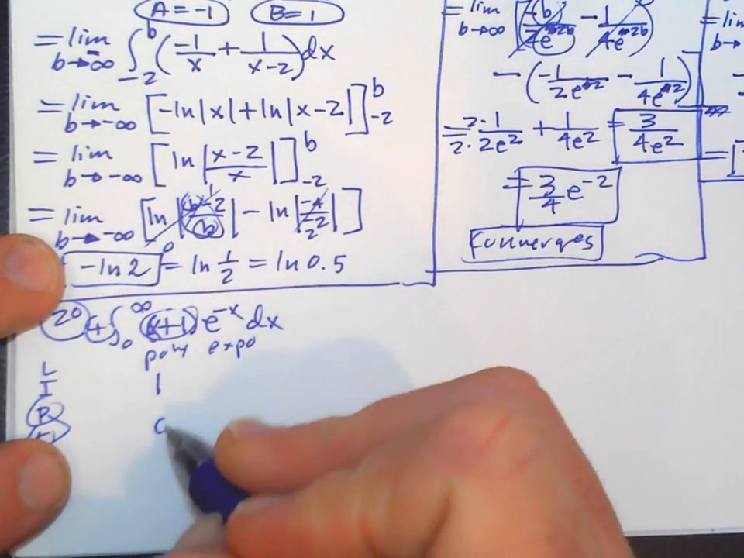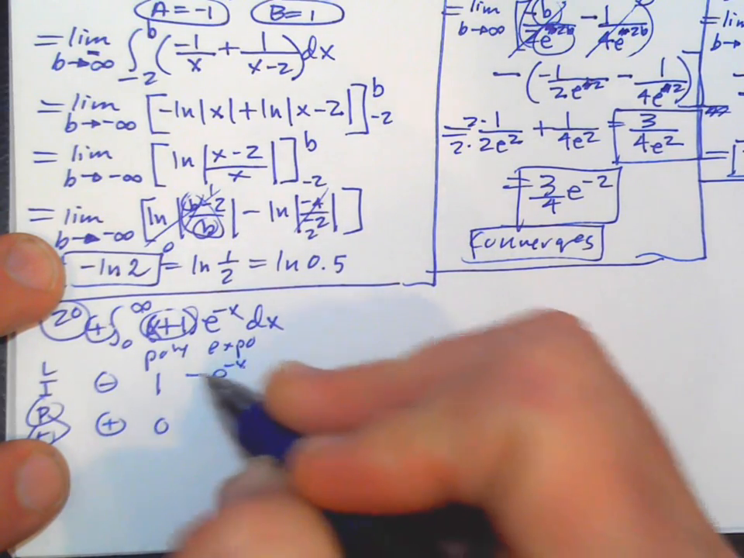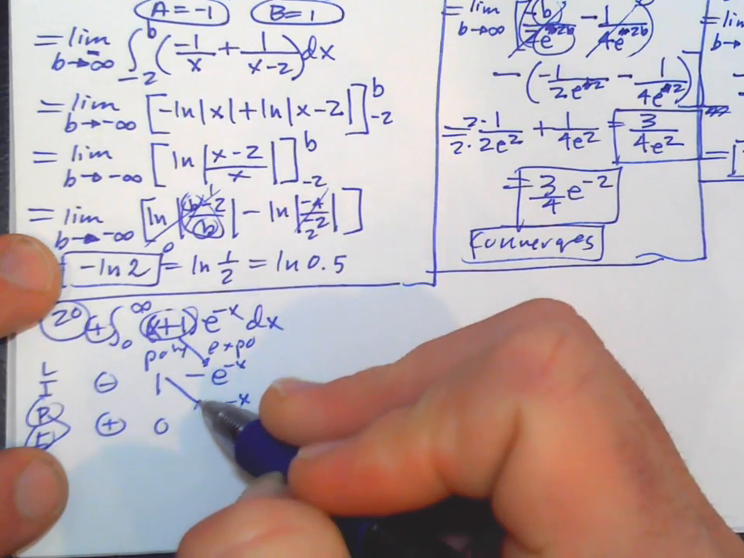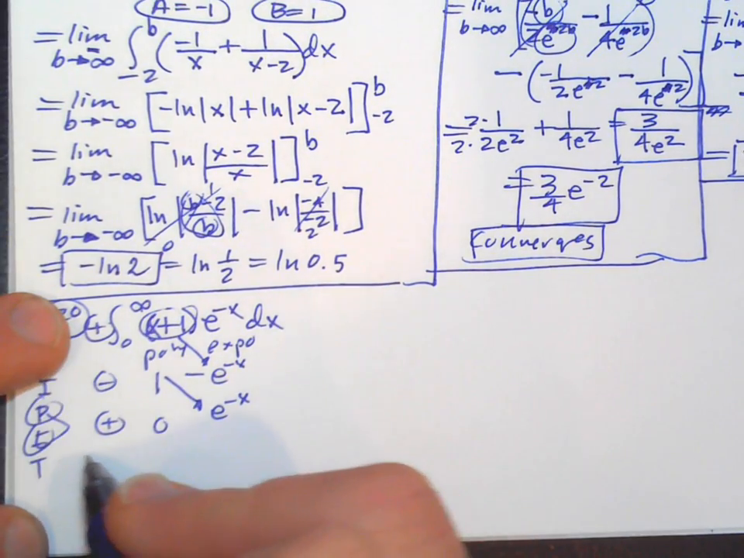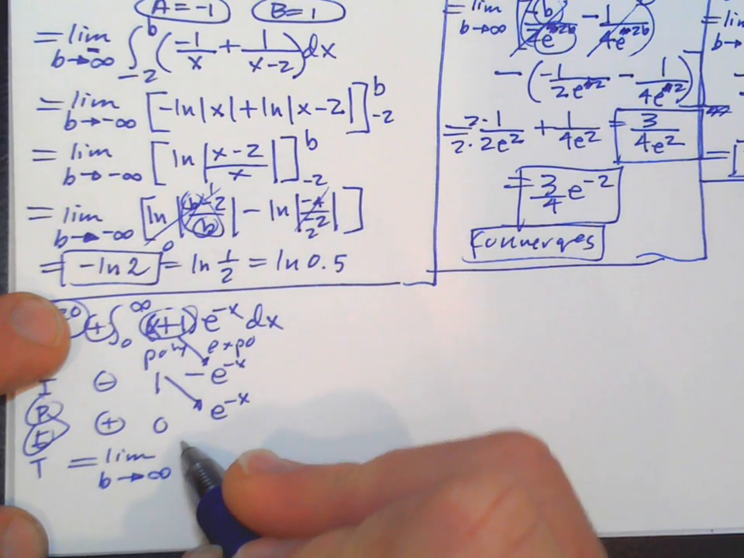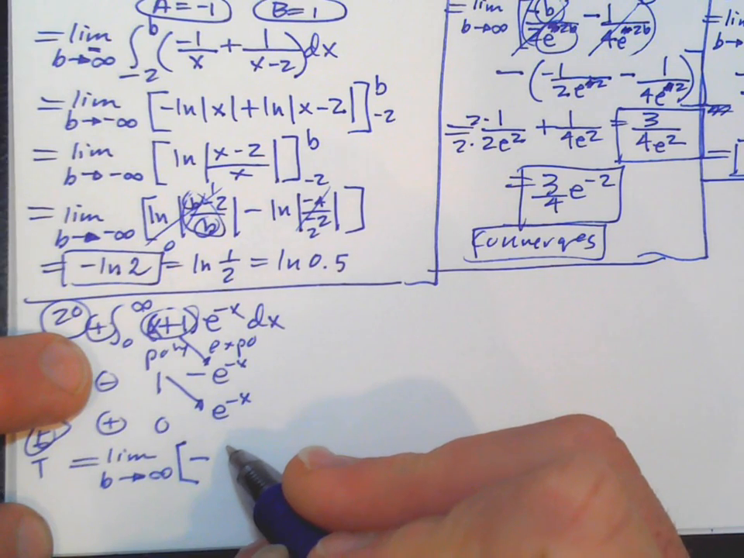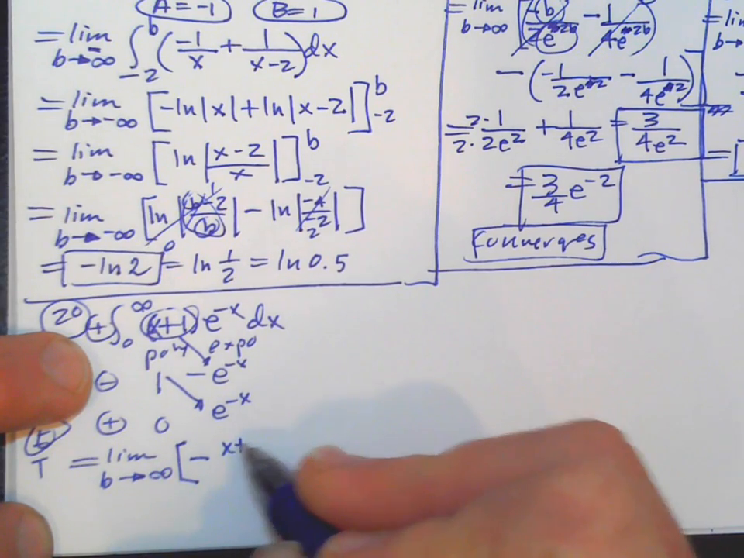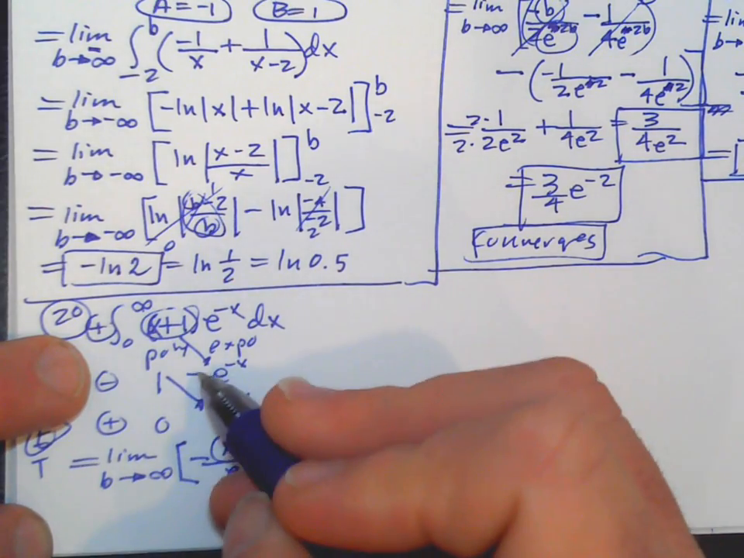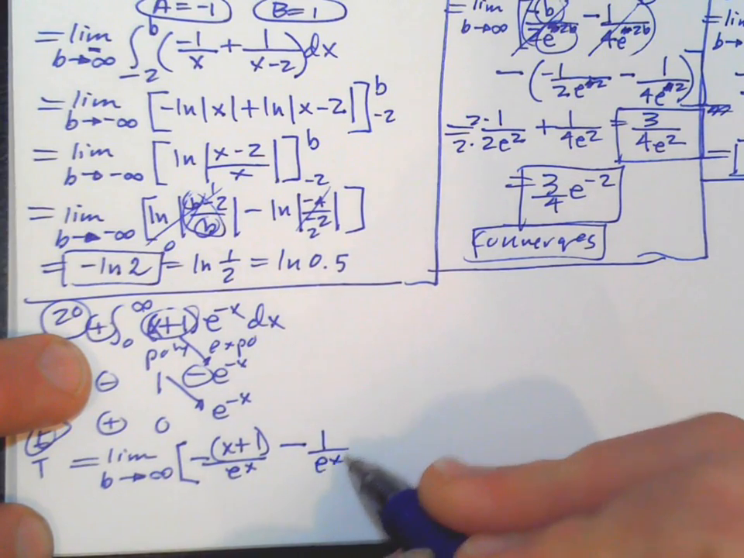So 1 and 0, positive, negative, positive. This is going to be e to the negative x, negative, and this is going to be e to the negative x. Multiply through by a diagonal. And so we're going to get the limit as b goes to infinity of, and this is the antiderivative, so it's going to be negative x plus 1 over e to the x. I'm going to change the negative exponents right now. That's going to be negative, minus 1 over e to the x.